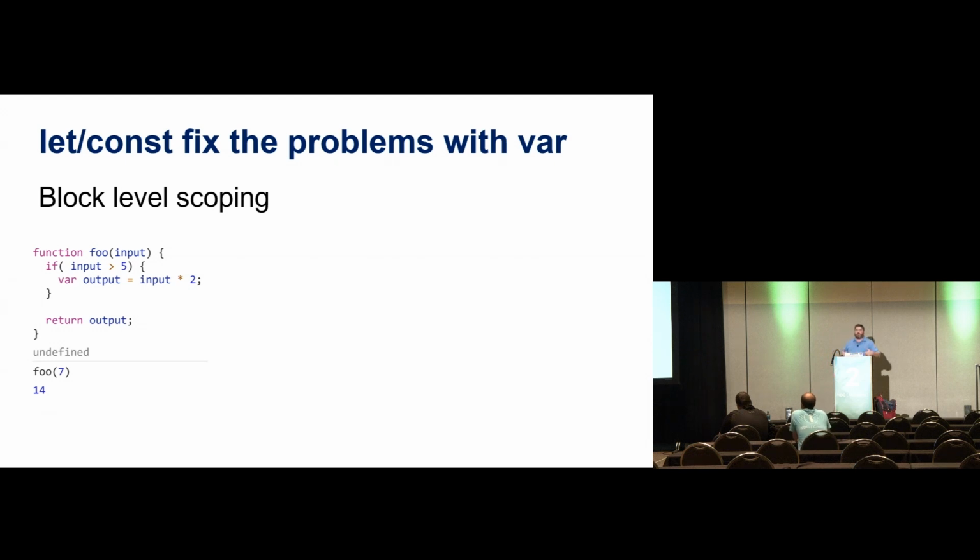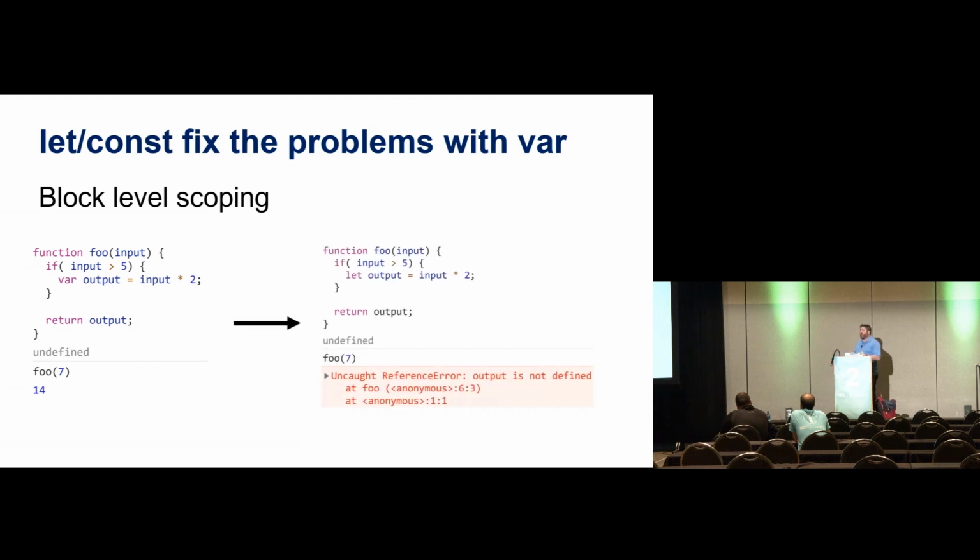But for me, as a recovering C# developer or C++ or Java, I look at this and I say, output should be undefined, right? Shouldn't it be undefined at this point in my code? I should get an error thrown of some sort. Well, thankfully, now if you use let or const, you do get an error with this exact same code. Just swapping let in for var or const in for var fixes this problem.